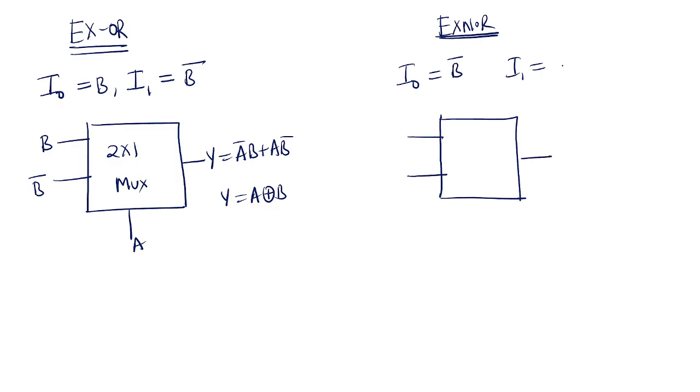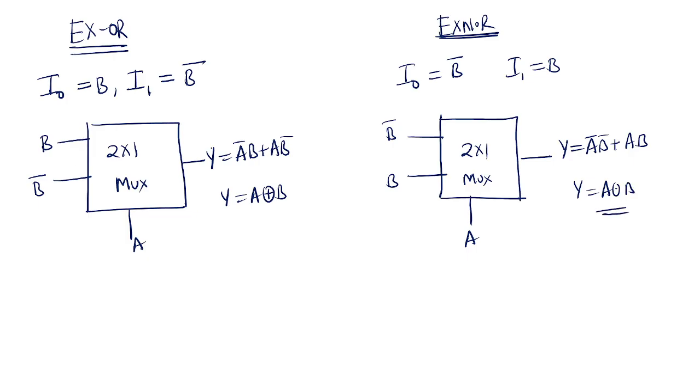XNOR. I naught is B bar, I1 is B, selection line is A, 2 cross 1 mux. A bar B bar plus AB, Y equal to A XNOR B. Okay.